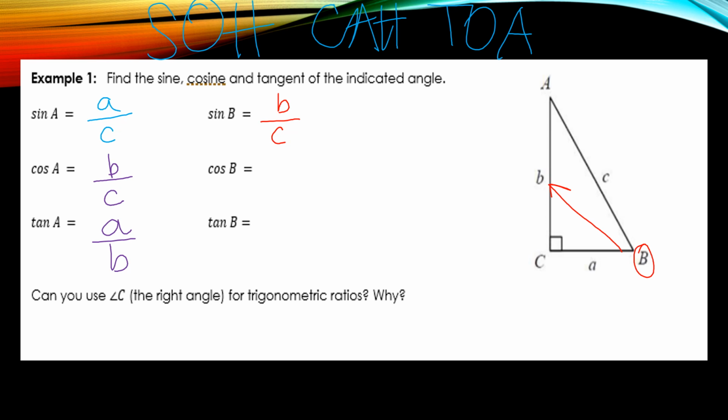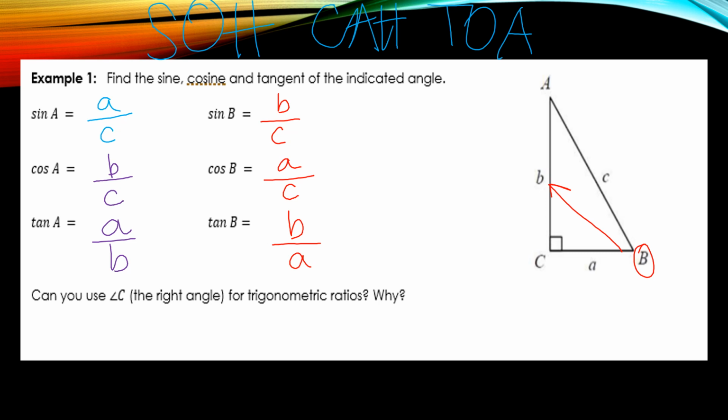When we move on to cosine, that is the adjacent leg to B, which is side A, over the hypotenuse, again, side C. And finally, tangent, TOA, is opposite over adjacent. So the opposite side from angle B is side B, and the adjacent leg would be side A.